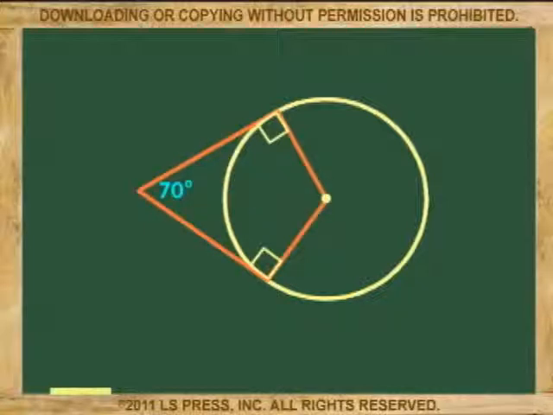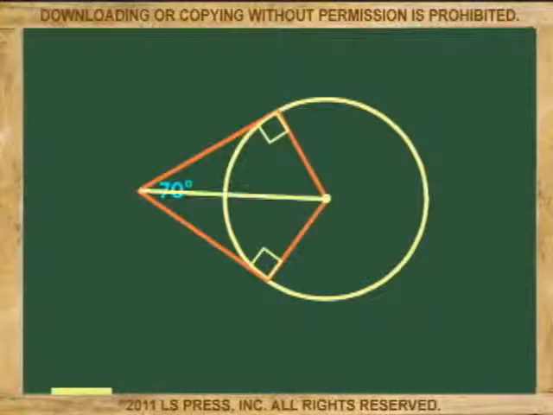This outside angle was determined to be 70 degrees. So if this angle was bisected, then in the triangle they represent 35 degrees each. Can you guess now how large this central angle is?